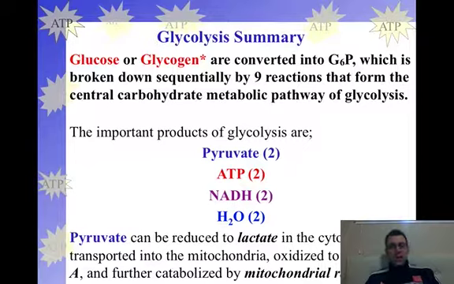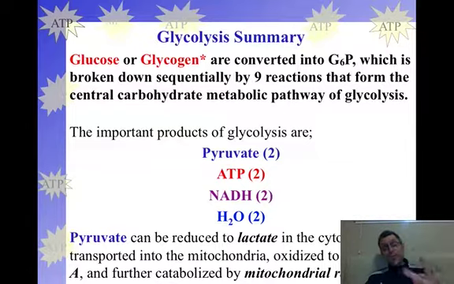So let's summarize glycolysis. We start off with glucose or glycogen. They're converted to glucose 6-phosphate. That's broken down by 9 more reactions that form basically glycolysis, right? The details of each of those reactions are not critical for this class. The important products of glycolysis, the 2 end products, are 2 molecules of pyruvate.